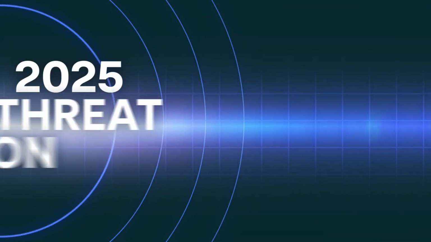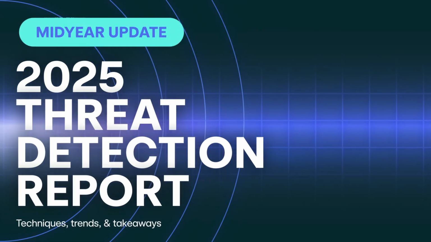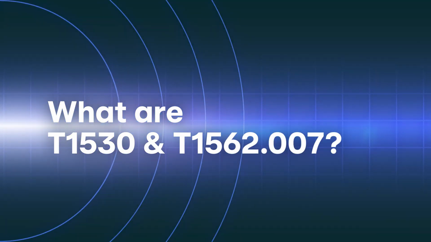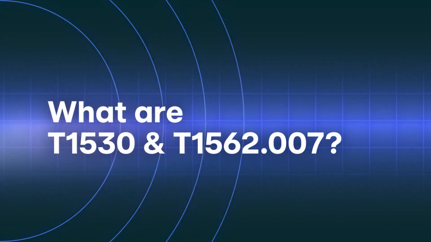And today I'm going to be talking about two new techniques that have made it onto our top 10 for our mid-year TDR roundup. First is T1530, data from cloud storage, and the second is T1562.7, disable or modify cloud firewall.